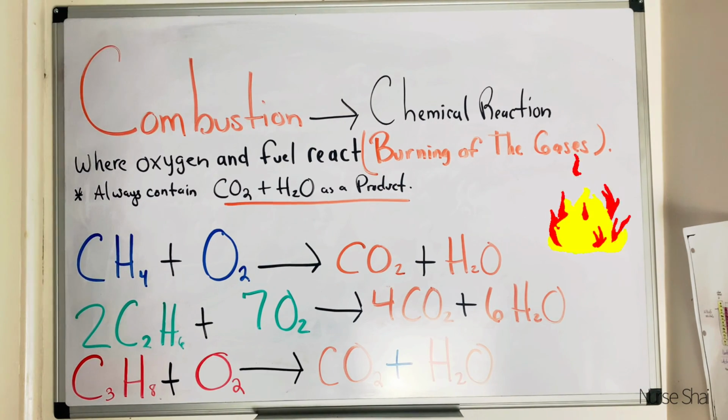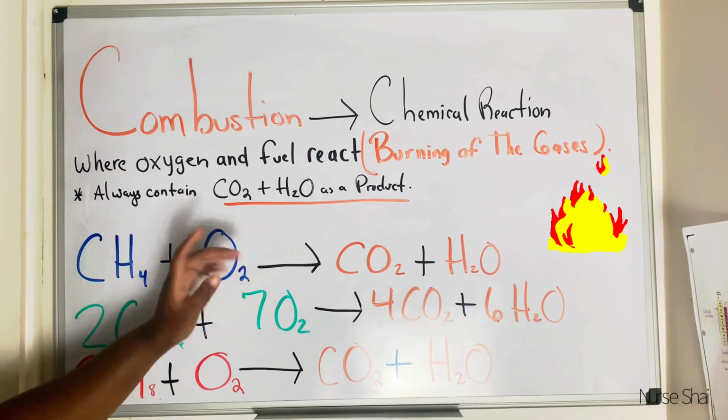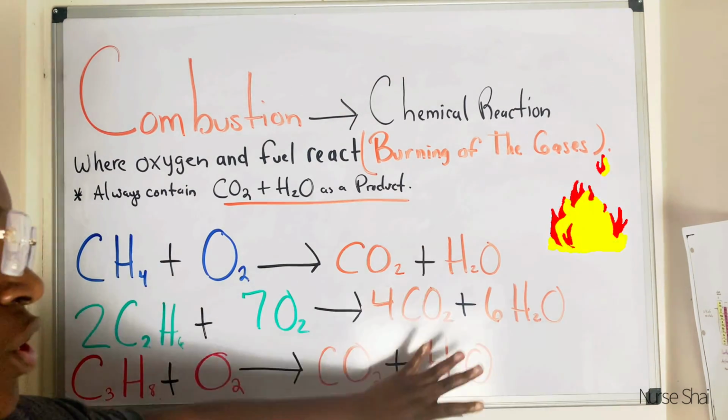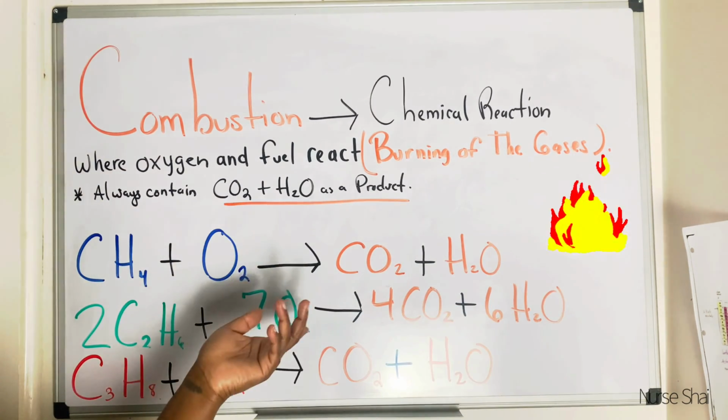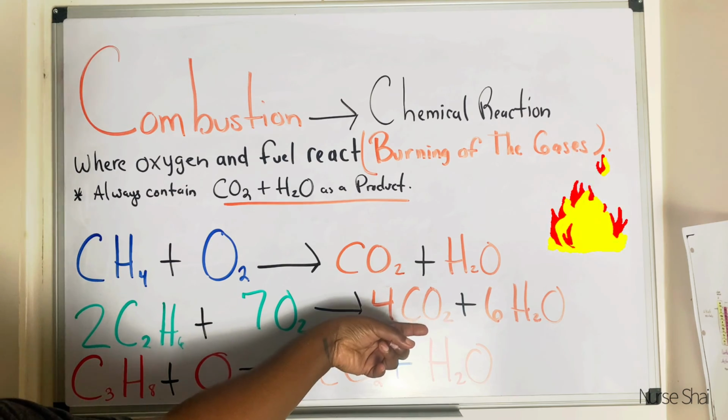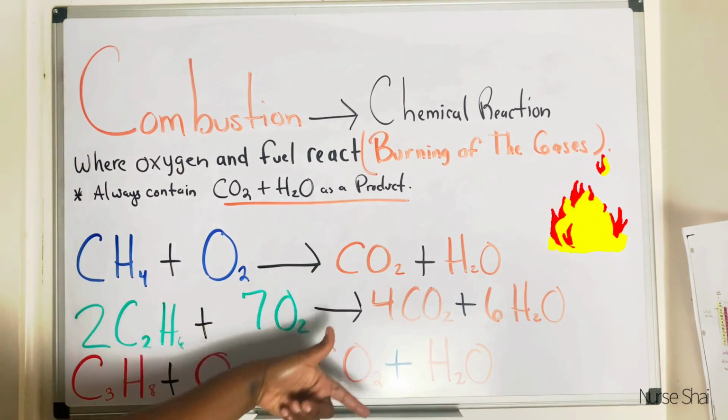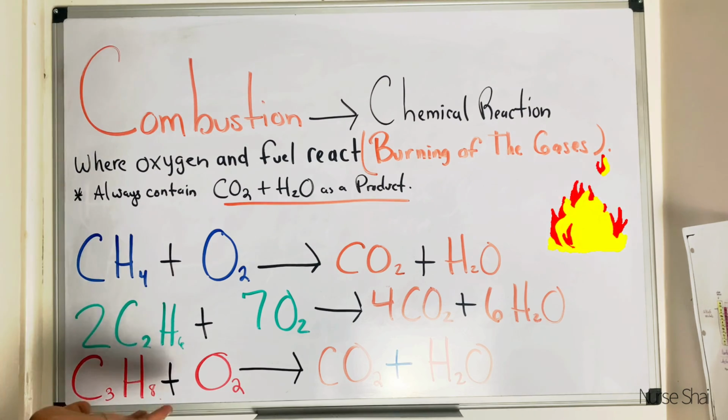A combustion reaction is a chemical reaction where oxygen and fuel react. It is literally the burning of gases. It will always contain CO2 and H2O as a product. That is one way you can quickly identify a combustion reaction. For example, everything on the product side is in orange and black to help you identify that this is a combustion reaction. And it doesn't really matter if it has a coefficient in front, which is a number in front of the elements, or not. As long as you see CO2 and H2O, you know that is a combustion reaction.